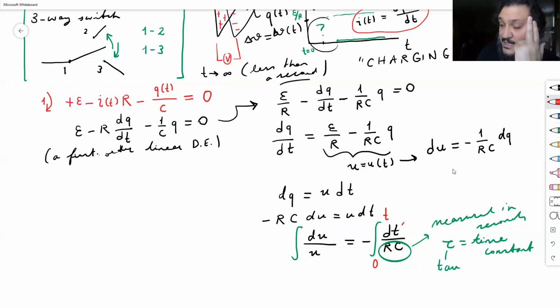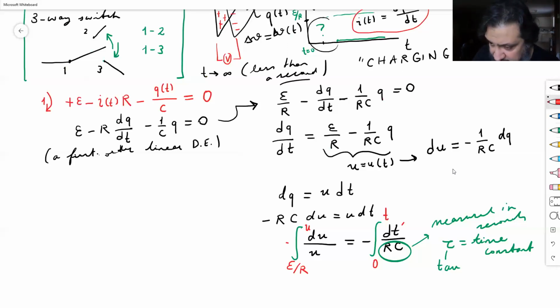Similarly, on the left-hand side, when t is 0, what is u? Remember, u was this here. And when t was 0, there was no charge. So E over R is what you have. Okay, from E over R to that value of u. I'm just going to write u here, but you know what u means, right? u is E over R minus 1 over RC Q.